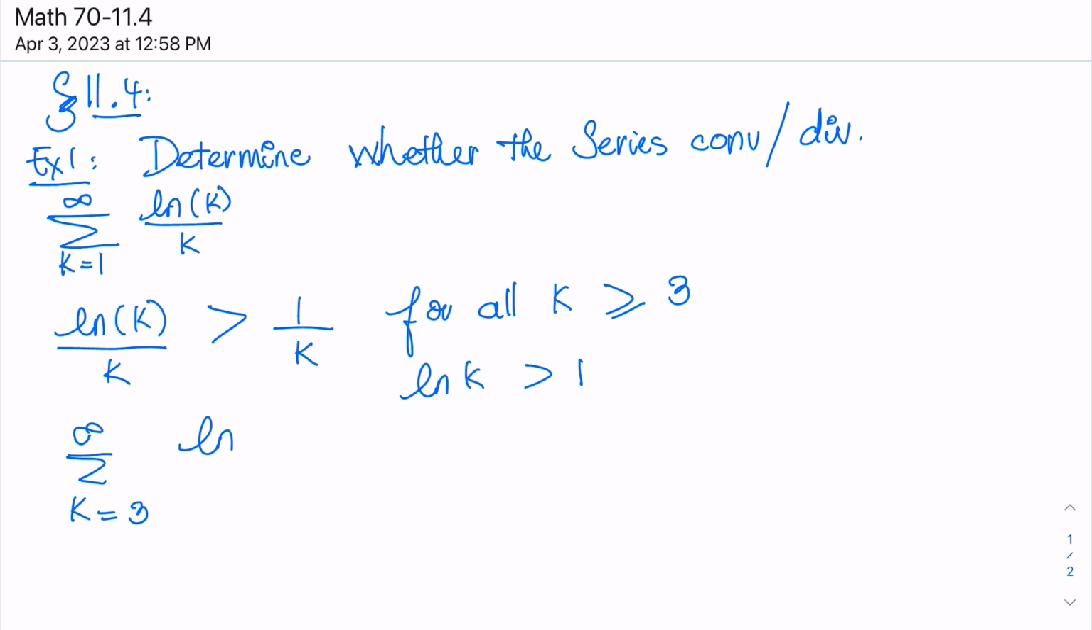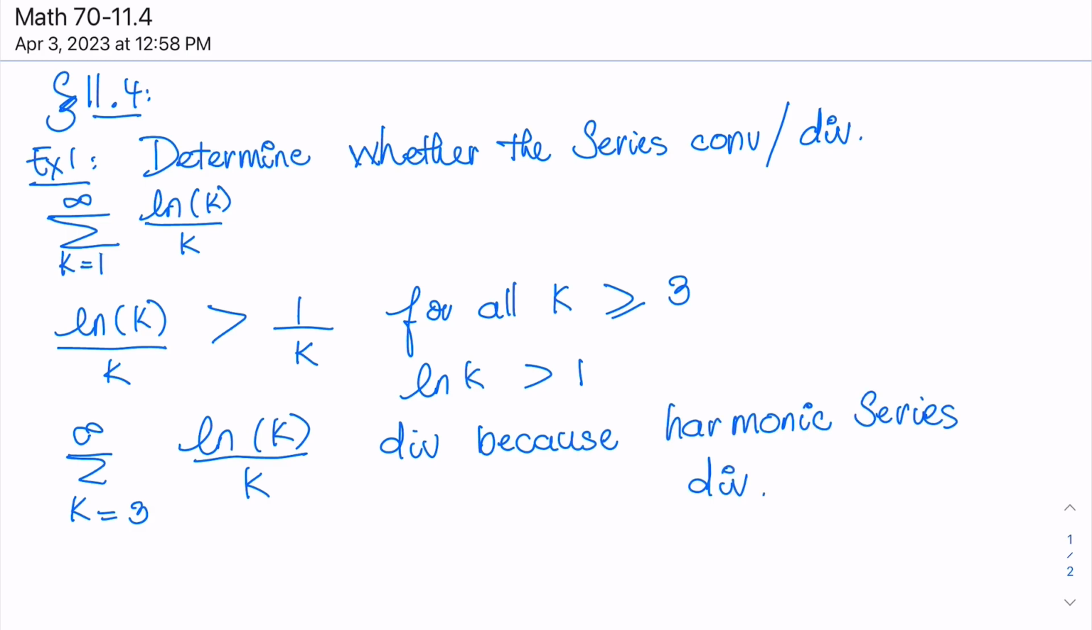I can put k equals 3 for now, and this is divergent because we compare with the harmonic series, and the harmonic series is divergent. Now notice that even though I put k equals 1, it's just 2 more terms when we start with k equals 1 instead of 3. This one is going to be divergent as well because a finite number of terms really doesn't affect the convergence or divergence of the series.